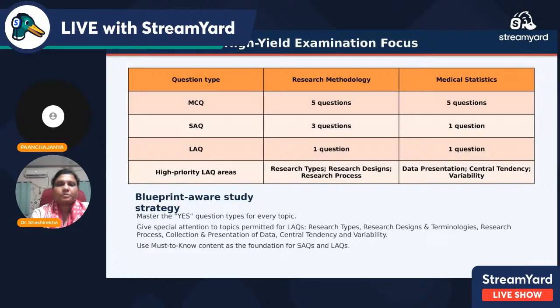So master the question types for every topic, and give special attention to the topics permitted for LAQs. In these areas, whatever I have mentioned, use must-to-know content as the foundation for SAQs and LAQs. You people already know this. For must-to-know, you have to concentrate much for the SAQ and LAQ area, whereas for desirable-to-know and nice-to-know, you have to concentrate for the MCQs. MCQs may also contain questions on must-to-know.